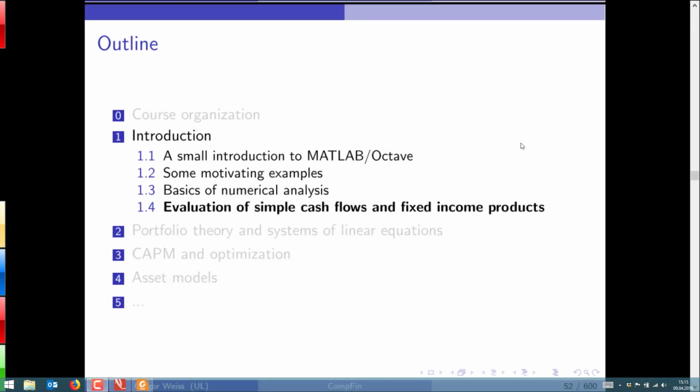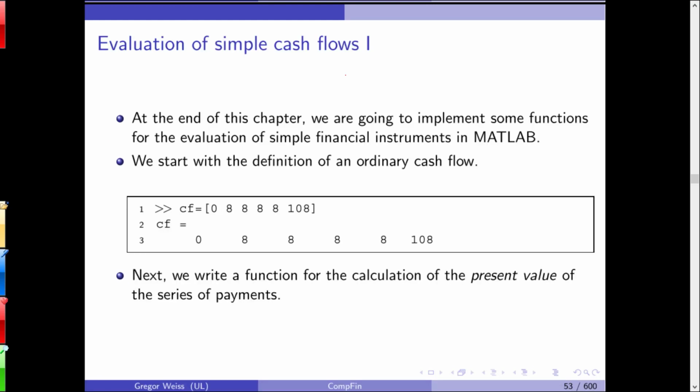Welcome everyone. We'll now continue with our discussion of a very simple example of how you can use MATLAB to calculate a present value and to evaluate a stream of cash flows. And later on we'll start with portfolio theory, but to get you back into the subject, let's just see how we can use MATLAB in a slightly more applied setting than in the last lecture.